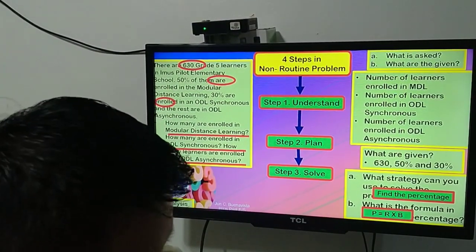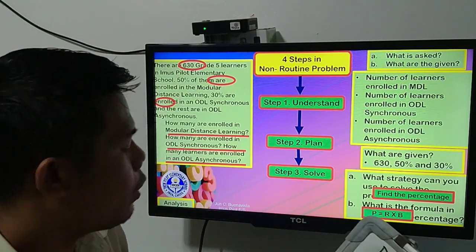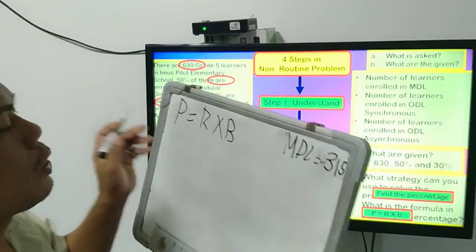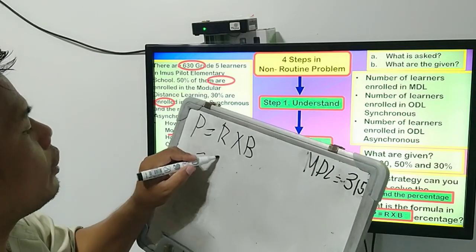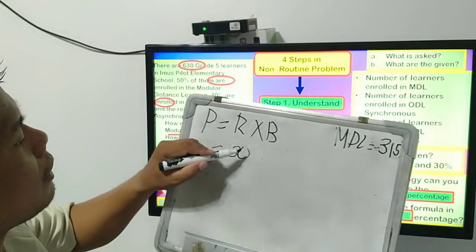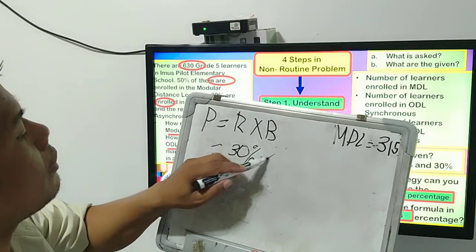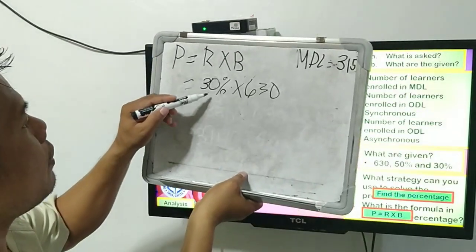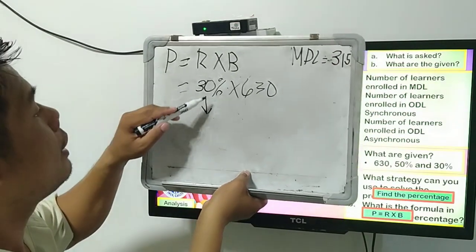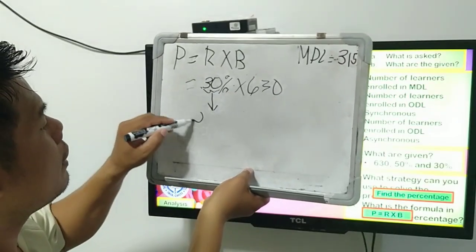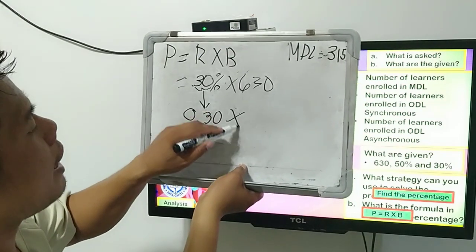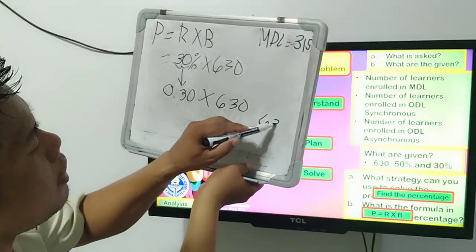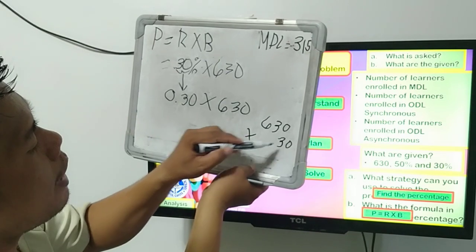Okay. So the second required answer is the number of learners enrolled in ODL synchronous. So our rate in the synchronous is 30%. This one, 30% of 630. Okay, can you follow? So again, we're going to change first this one to a decimal number. Move twice, 1, 2. So this is 30 hundredths times 630. So we're going to multiply 630 times 30 hundredths.